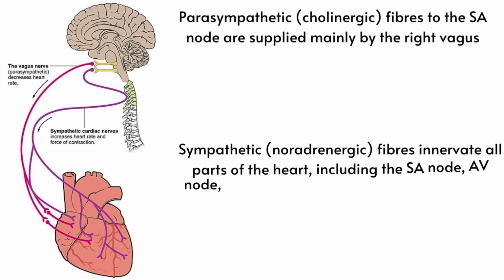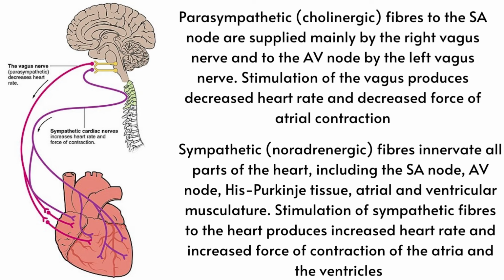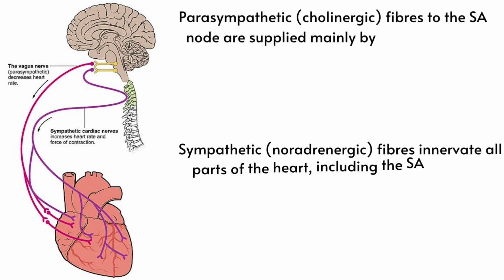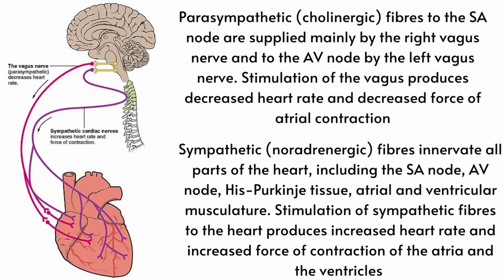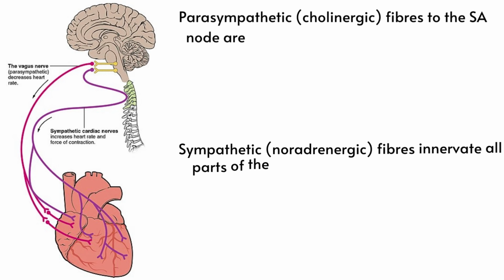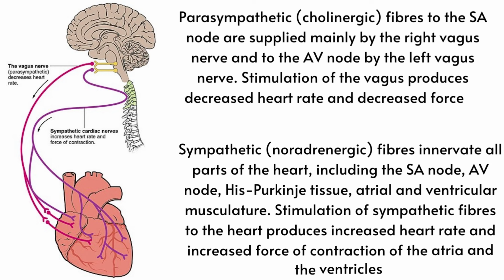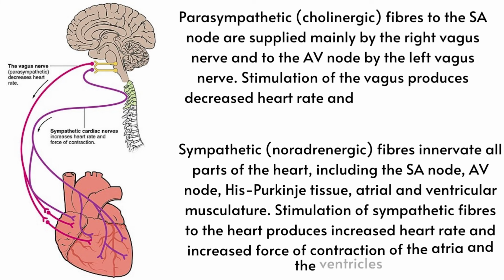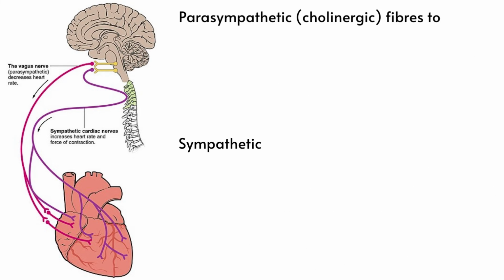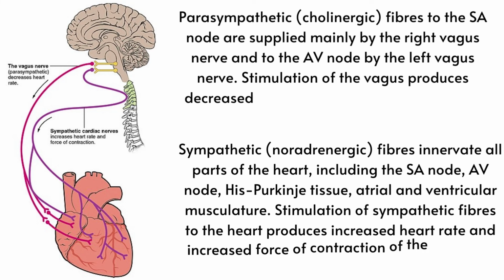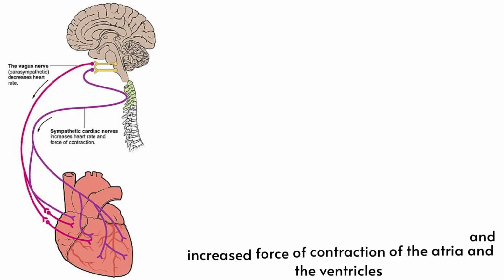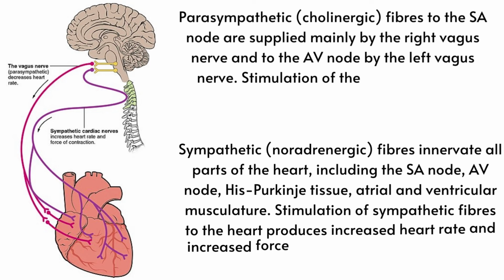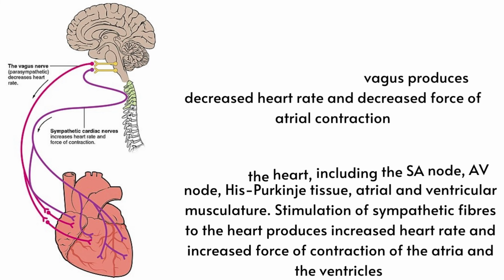The sympathetic fibers innervate all parts of the heart, including the SA node, AV node, His Purkinje tissue, and atrial and ventricular musculature. Stimulation of sympathetic fibers to the heart produces increased heart rate, called positive chronotropic effect, as well as increased force of contraction of the atria and the ventricles, called positive inotropic effect. As a result, the output of the heart is markedly increased.